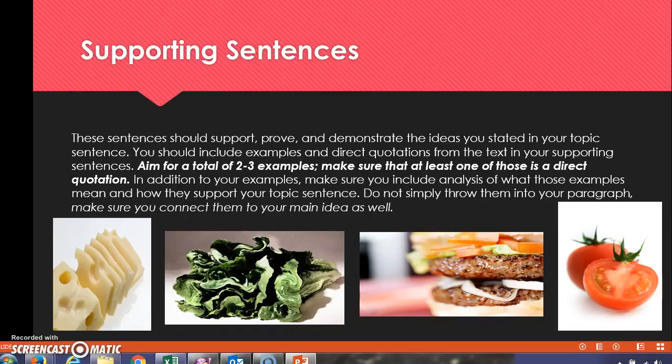You should include examples and direct quotes from the text in your supporting sentences if a text is available. Aim for a total of 2 to 3 examples. Make sure that at least one of those is a direct quotation. In addition to your examples, make sure you include analysis of what those examples mean and how they support your topic sentence. Don't just simply throw them into your paragraph. Make sure you connect them to your main idea as well. So you need to connect the dots for your reader.